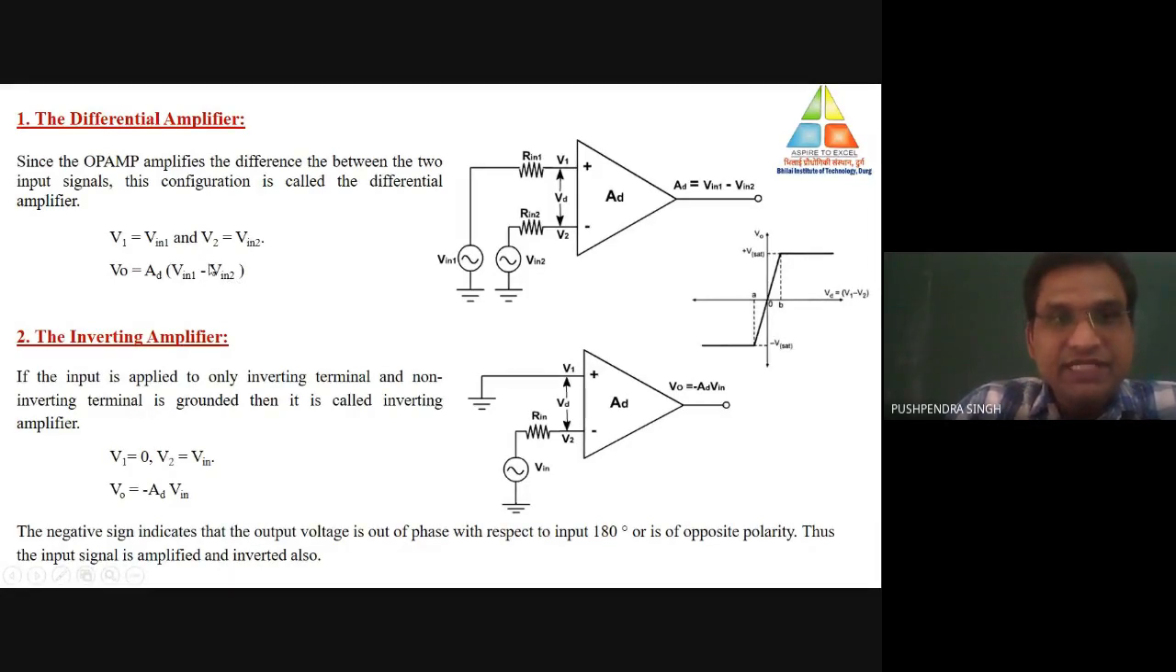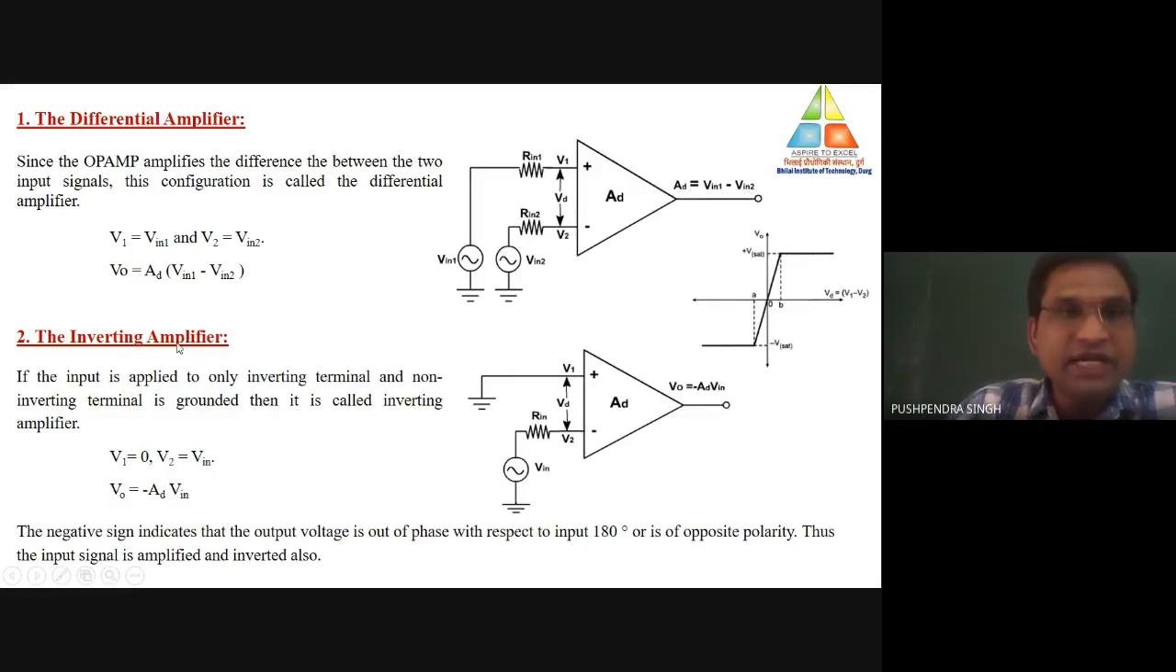If its sign is negative, then it must be connected to the inverting terminal of the op-amp. So from the expression you can identify which particular voltage is connected to which terminal. If the sign is positive, then that voltage must be connected to the non-inverting terminal. So in the case of a differential amplifier, that is the value of the output. This is not AD, it's actually V0. V0 is equal to AD into (V1 minus V2).